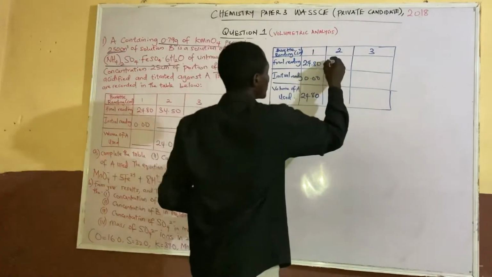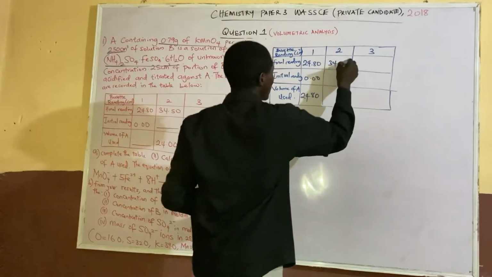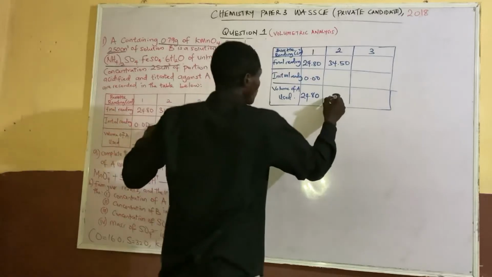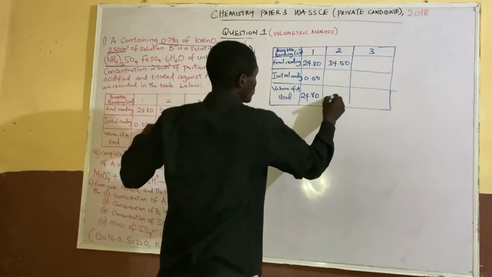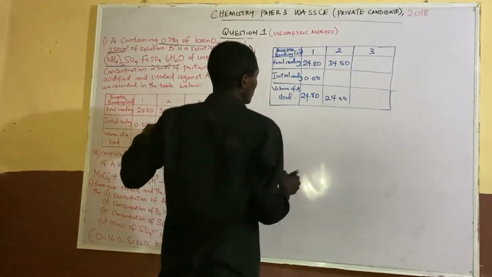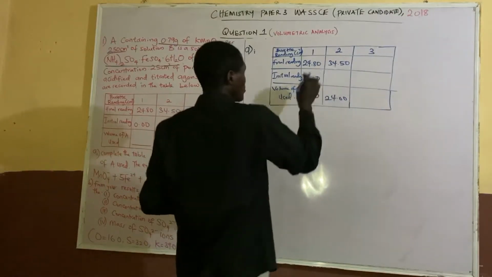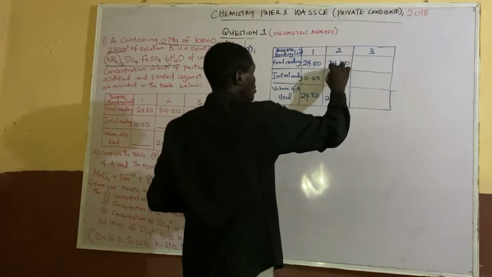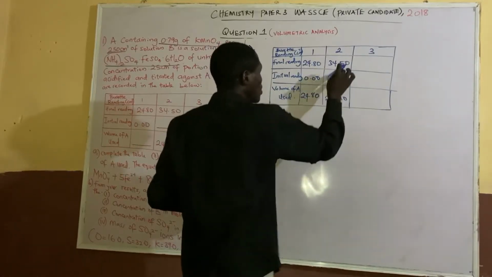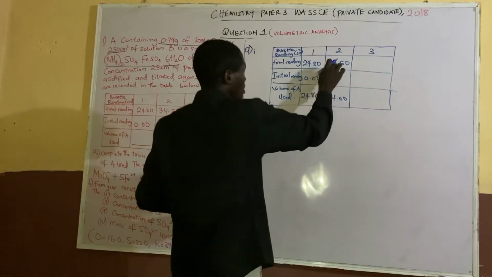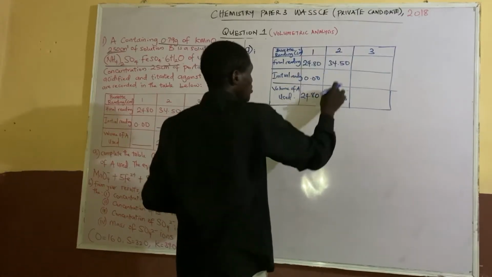You have 34.50. Now there is a space here that we are to fill. We are given 24.00 here. To obtain this, just take away this from this, because the difference between this column and this column will give us this.